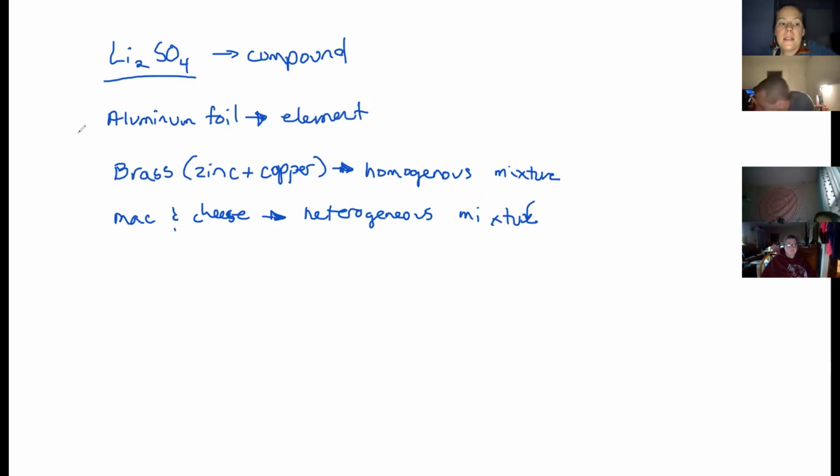So this thing here, elements, there's only 118 or so of them. Compounds, totally a lot of them. Mixtures, lots of mixtures. You can make all sorts of mixtures.